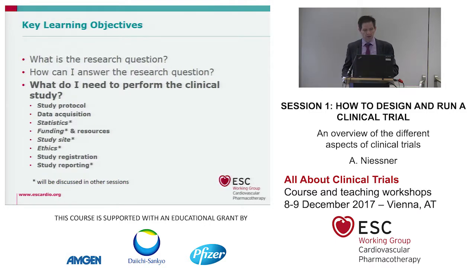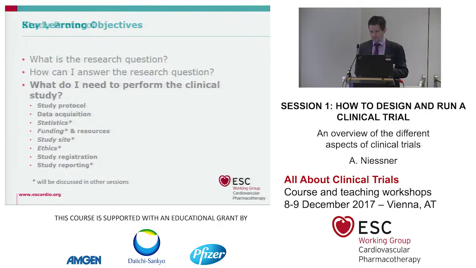So finally, what do I need to perform the clinical study? We need a study protocol. We need to think about study acquisition in advance. We also need to think about statistics, funding, study site ethics, study registration, study reporting. You see many asterisks, so we'll talk about these topics later on. I will focus on the other points shortly now.